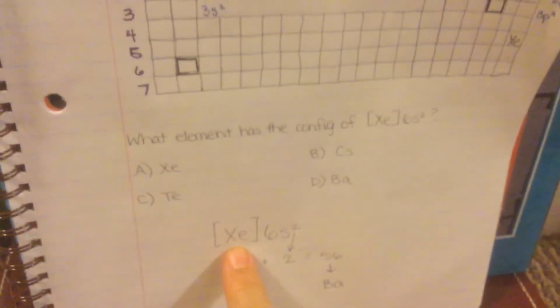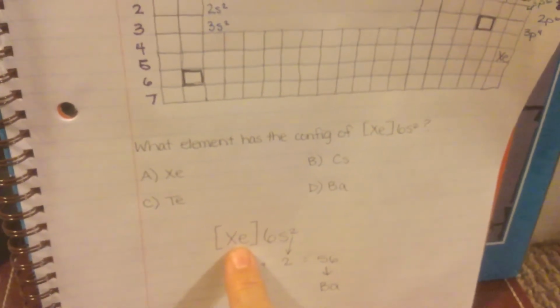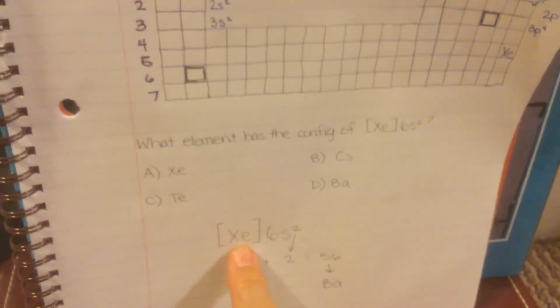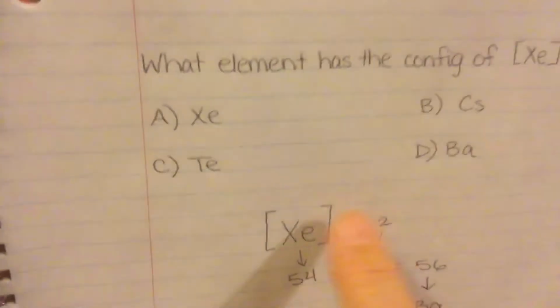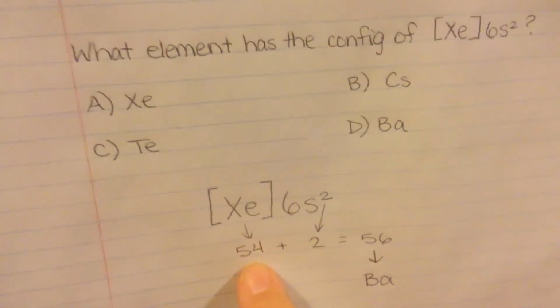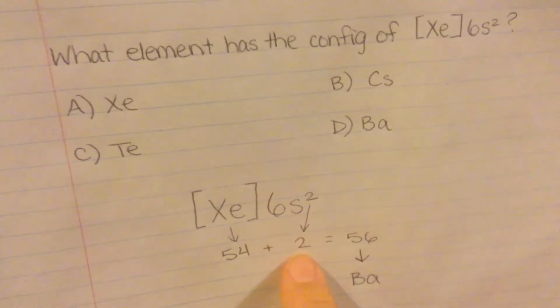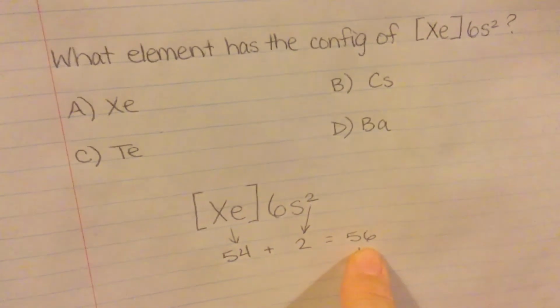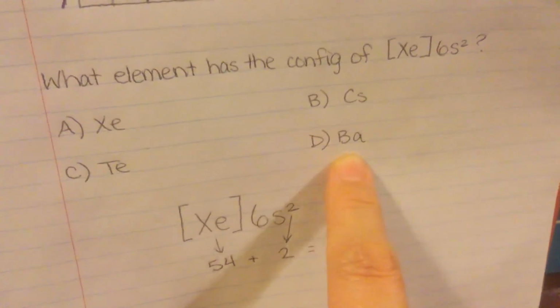Okay, and then another way to check it is to look at xenon and look how many protons it has, which is the same as the number of electrons it has. So in other words, we're looking at the atomic number of xenon, which is 54. And then I'm writing it down. Xenon, 54. And then 6s2. Well, the 2 tells us how many electrons we're talking about. So we've got 54 plus 2 is 56. And the atomic number of barium is 56. So that lets me know the answer here is barium.